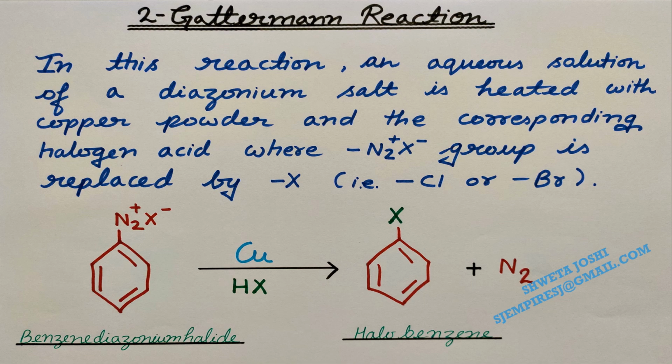Our second reaction is Gattermann reaction. In this reaction, an aqueous solution of diazonium salt is heated with copper powder and the corresponding halogen acid. In this reaction, N2X group of benzene diazonium halide is replaced by halogen, either Cl or Br. After reaction, halobenzene is formed.